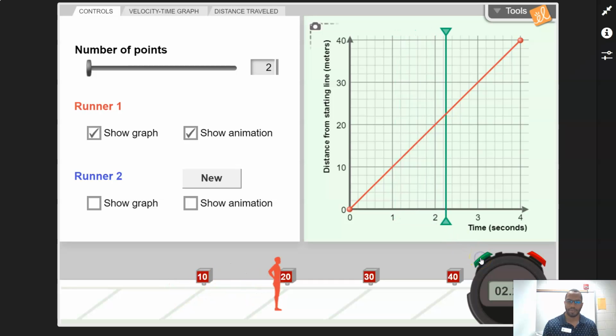I'm pausing it here so you can see what happens as time changes, the position changes. All right. I'm going to reset to show you the entire thing. So notice as time changes, the position or the distance increases. That is what's represented by this position and time graph.